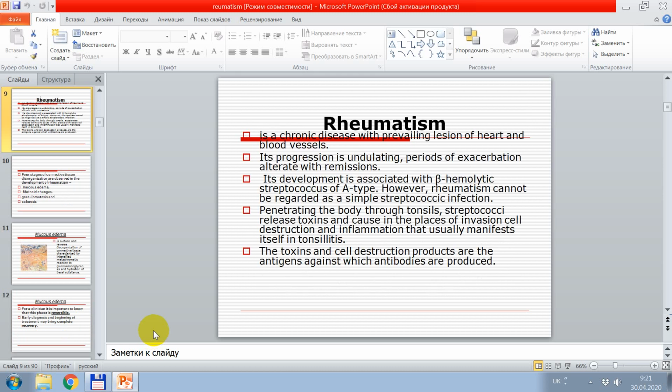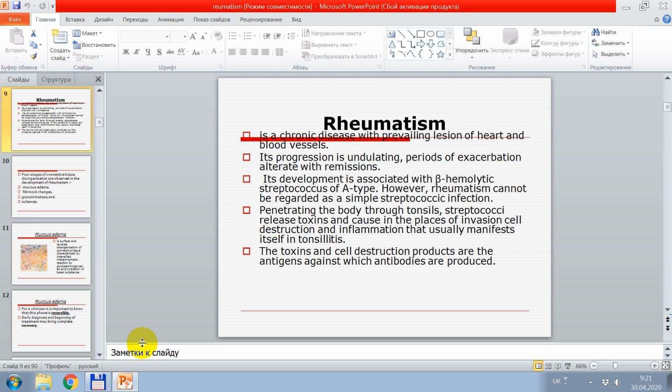Also, a very important disease in this group is rheumatism. Rheumatism is a chronic disease with prevalent lesion of heart and blood vessels. In its progression, periods of exacerbation alternate with remissions in an undulating course. Its development is associated with beta-hemolytic streptococcus of A type. However, rheumatism cannot be regarded as a simple streptococcal infection.